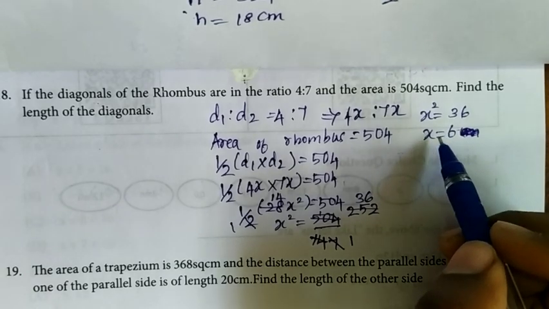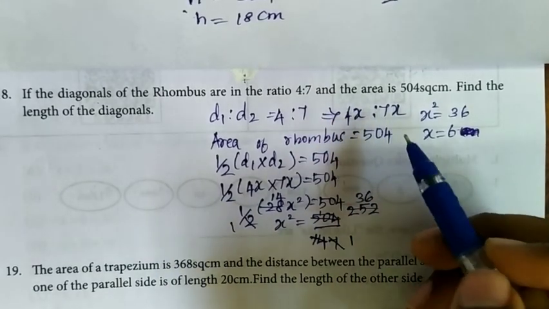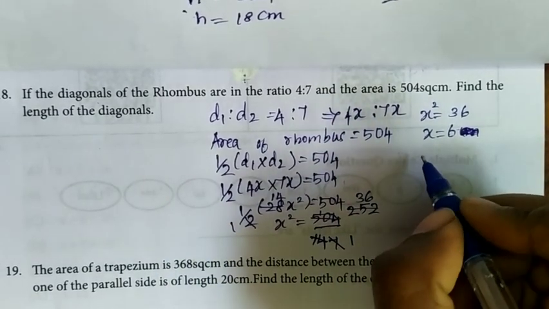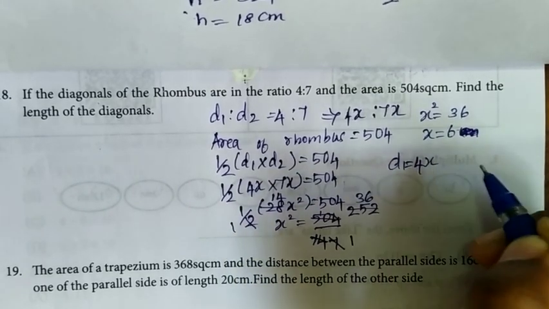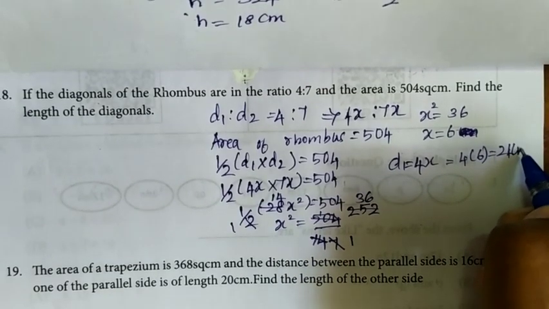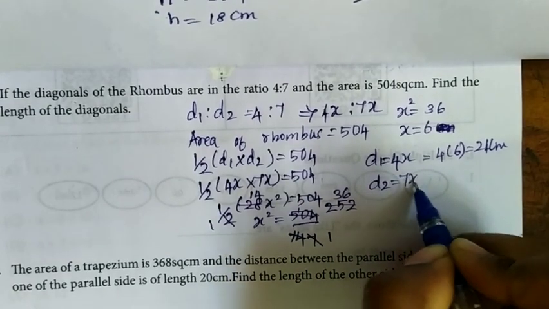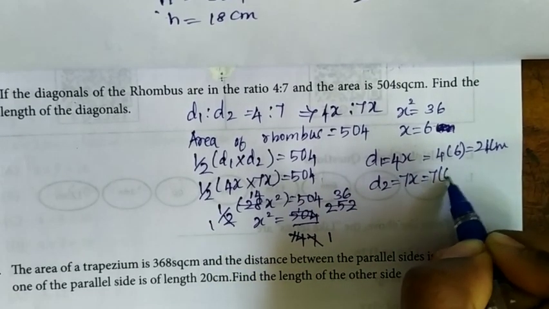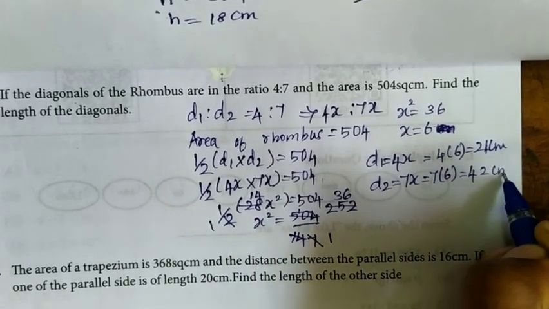Now substitute the value of x in the place of ratio of diagonals, so that we get d1 equal to 4x. 4 into 6 we get 24 centimeter, and d2 is equal to 7x. 7 into 6 we get 42 centimeter.